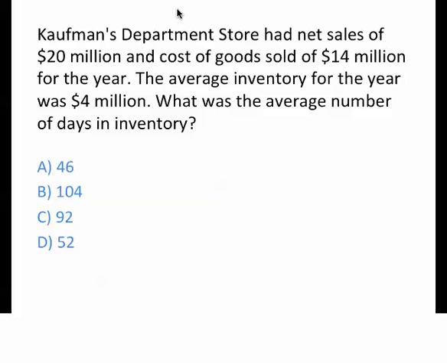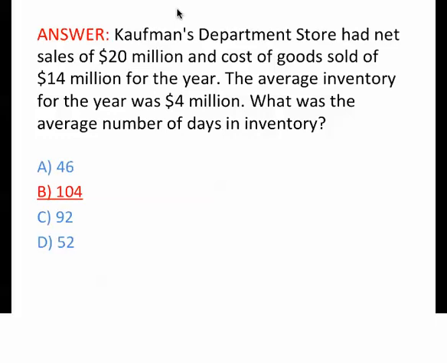Okay, so I'm going to go forward with this one. The answer will be B, 104 days. And how we get that, step one, we take 14 divided by 4, and we get 3.5. So that's our cost of goods sold divided by our average inventory, which gives us the inventory turnover of 3.5. Then our next step is to take 365 days in a year and divide by 3.5, and we get approximately 104.